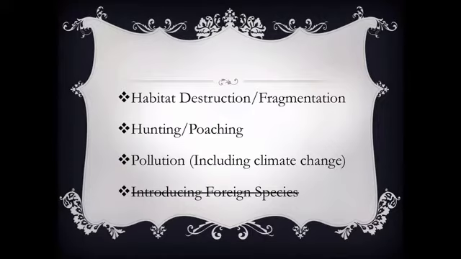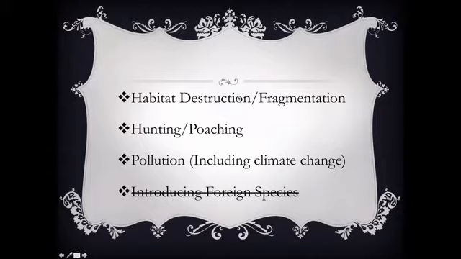So there's actually 4 major categories that we identified of how humans threaten biodiversity. You're not going to choose from introducing foreign species though. I'm just going to ask you guys to pick from habitat destruction / fragmentation, hunting and poaching, and pollution. So those are the 3 that you can choose from. So that's step 1 right there, choosing one of these 3 for a focus.